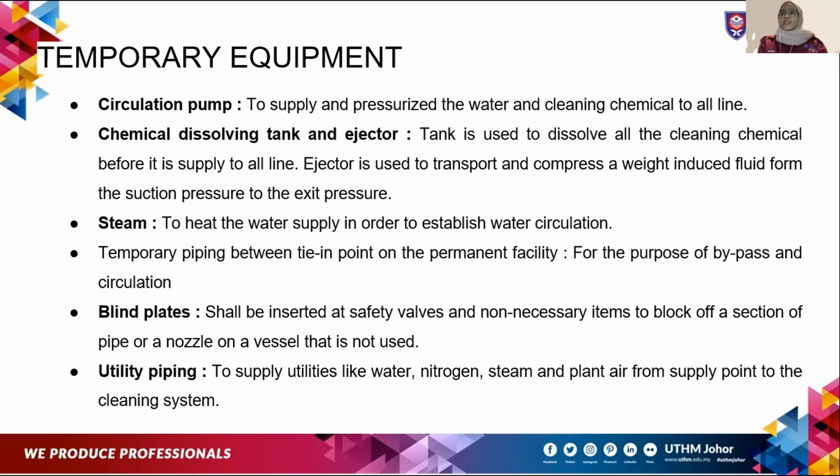Steam also acts as temporary equipment to heat the water supply in order to establish water circulation. And then we will have temporary piping between tie-in points on the permanent facility. This is for the purpose of the bypass and the circulation. Next, we have the blind plates. Blind plates will be inserted at the safety valve and non-necessary items in order to block off a section of the pipe or a nozzle on a vessel that is not used. And then we will have utility piping. Utility piping supplies the utilities like water, nitrogen, steam, and plant air from the supply point to the cleaning system.